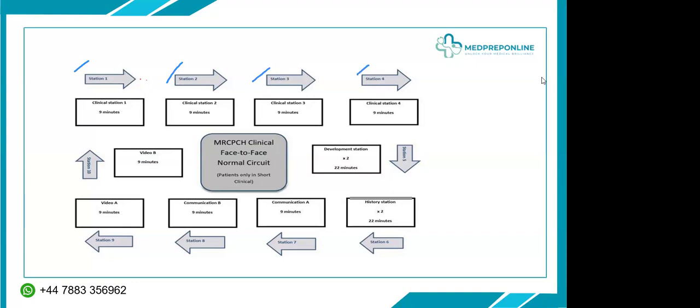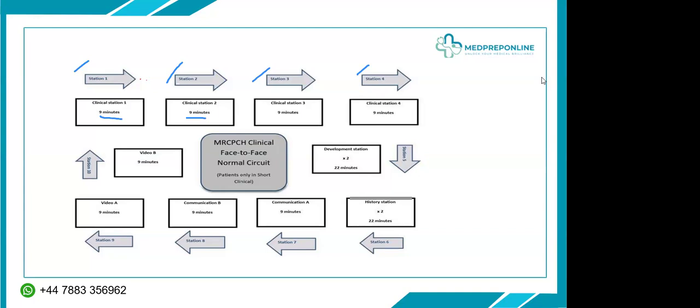Clinical stations mean that real patients will be there. You would do the short case examination on the patient. Their stations are like CVS, respiratory, abdominal, neurological. Then the other stations include the MSK and a lot of others like the GP, etc. Each station is of 9 minutes, right?